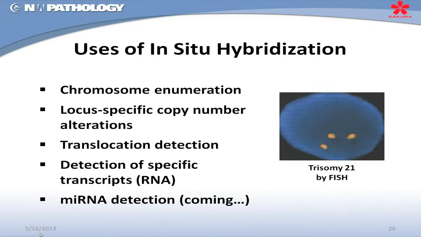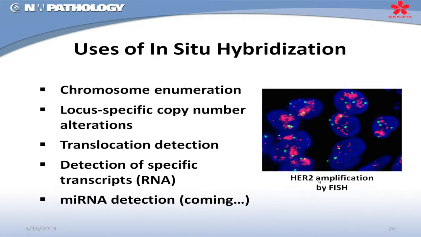So I have some pictures of examples here. So this is chromosome enumeration. A probe for centromere chromosome 21 shows 3 instead of 2, so that's a Down syndrome case. HER2 amplification. So this is a FISH, and we have a red probe for the HER2 gene and a green probe for the centromere of chromosome 17. So we're comparing the HER2 copy number to the total centromere 17 copy numbers, and we can see that the HER2 has been amplified in a breast cancer case.